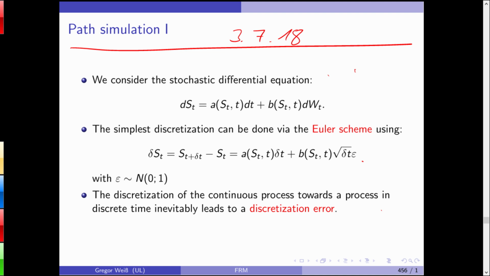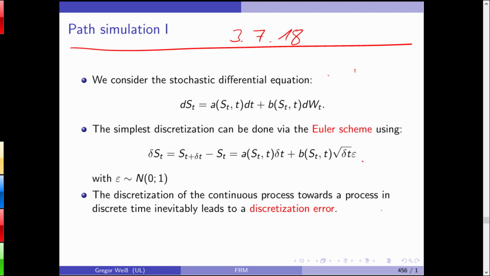So we'll start with the stochastic differential equation for this diffusion process, a very general diffusion process. You might remember that for the diffusion process, the change in the asset price is given by a drift times the change in time plus a diffusion parameter, also a volatility parameter, times the change of a Wiener process.